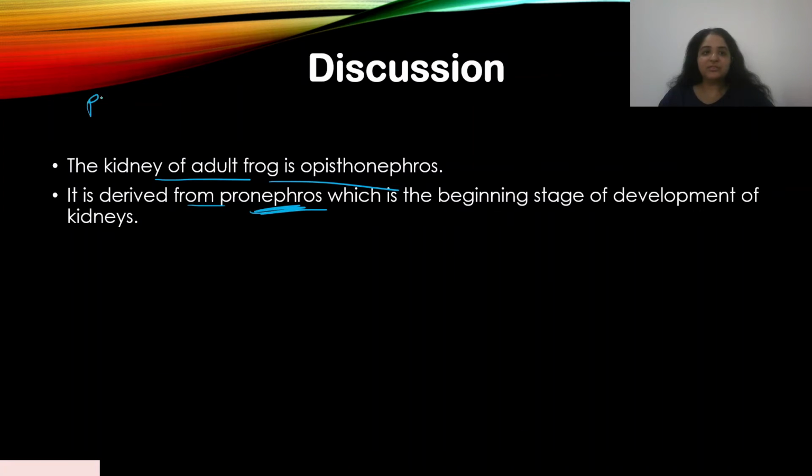Pronephros is the primitive type of kidney. Even in humans, when the fetus is developing, it initially forms pronephros, which then moves into mesonephros, and then finally the kidney that the baby has is called metanephros, in humans. So initially it is pronephros, which is the beginning stage of development of kidneys.